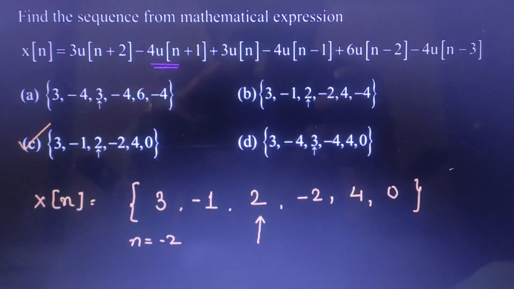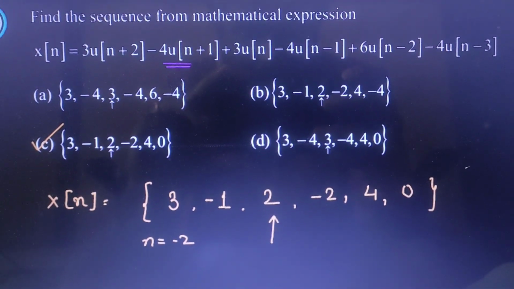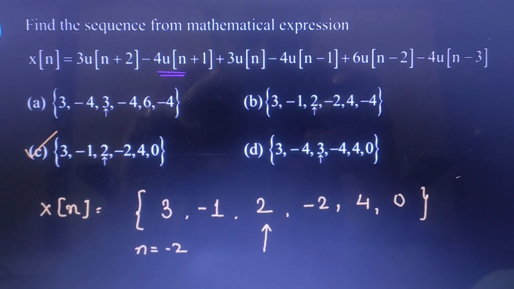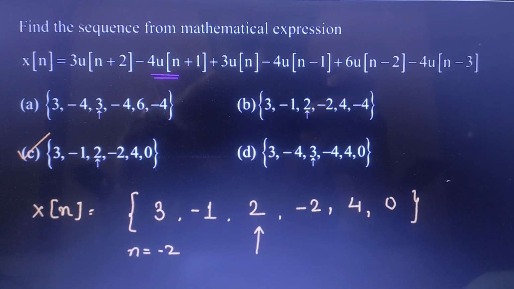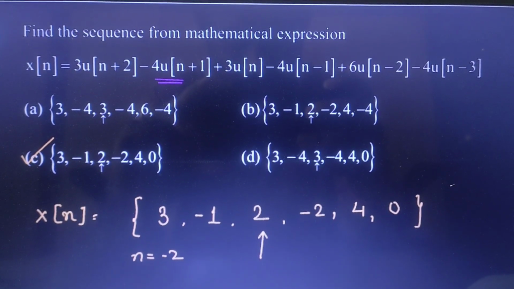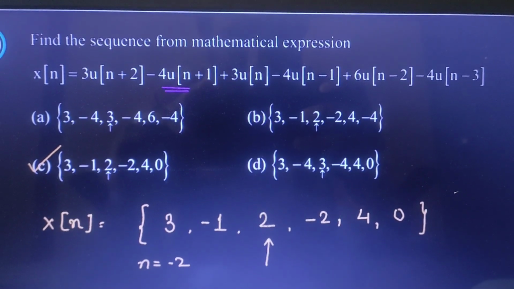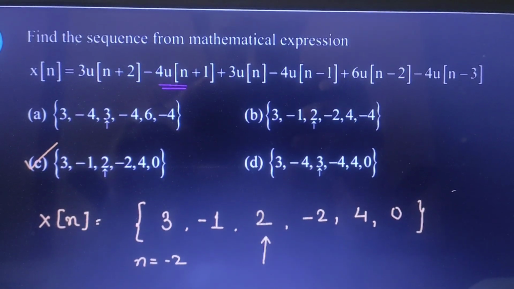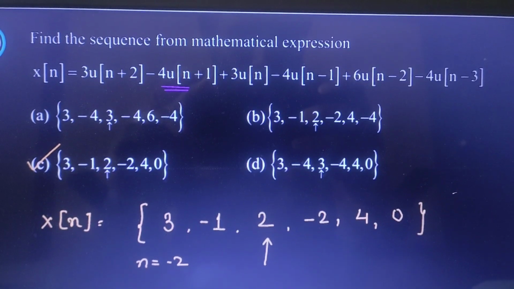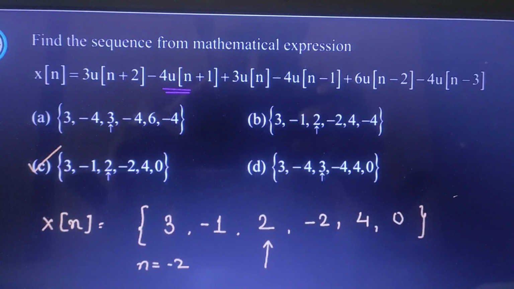Find the sequence from the mathematical expression. Here x[n] is given as 3u[n plus 2] minus 4u[n plus 1] plus 3u[n] minus 4u[n minus 1] plus 6u[n minus 2] minus 4u[n minus 3]. Now keep 3 as it is. Now by adding 3 to minus 4 you will get minus 1, and by adding minus 1 to 3 you will get 2, and by adding 2 to minus 4 you will get minus 2, and by adding minus 2 to 6 you will get 4, and by adding 4 to minus 4 you will get 0.